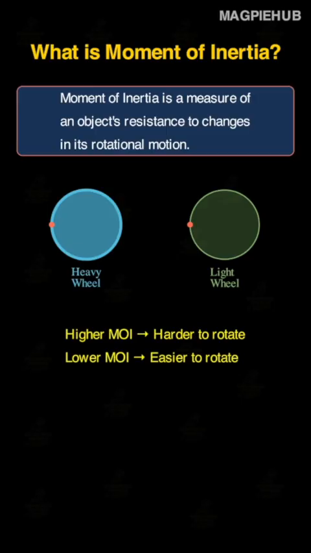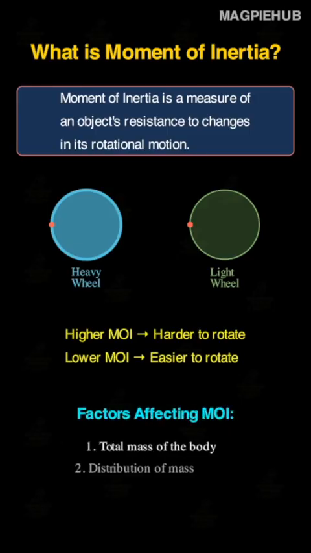The factors affecting moment of inertia are: 1. Total mass of the body. More mass means more inertia. 2. Distribution of mass. Mass further from the axis means more inertia. 3. Position of the rotation axis. Different axis means different inertia.